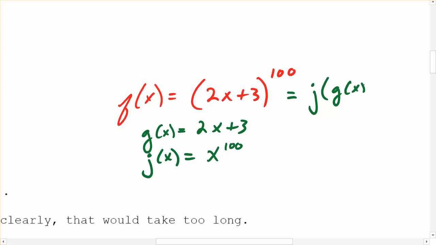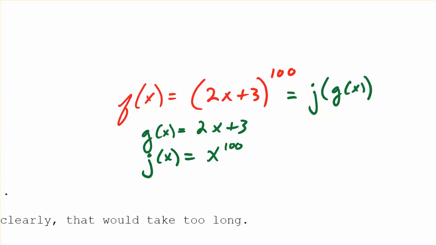g of x. You are plugging g of x into j. Are you okay with what I just wrote up there? What are you doing here? You're taking g of x, and wherever x is here, you're taking this and putting it in for wherever x is. You see this right here? Are there sometimes multiple ways to break it apart into two functions? Yes. But this would be the most straightforward way.